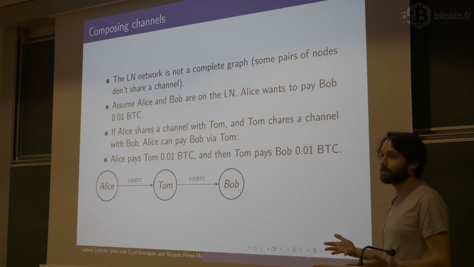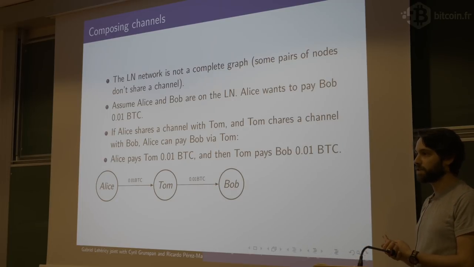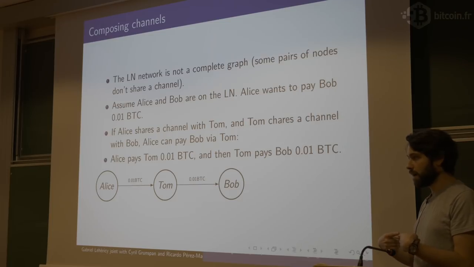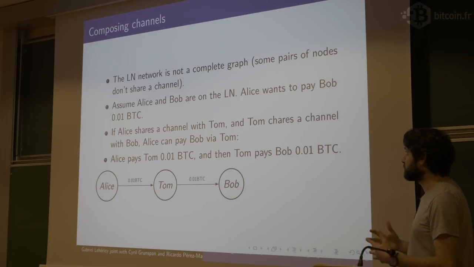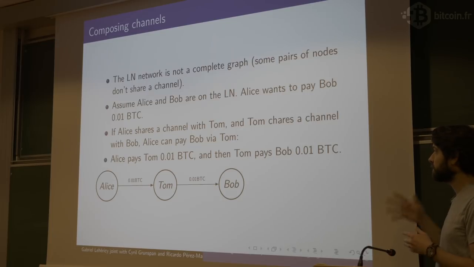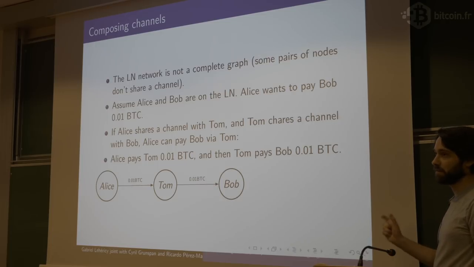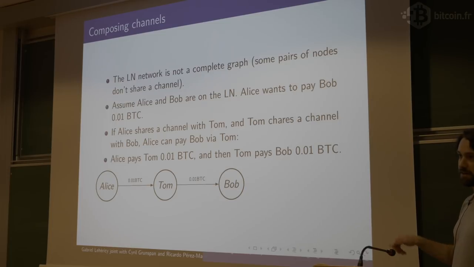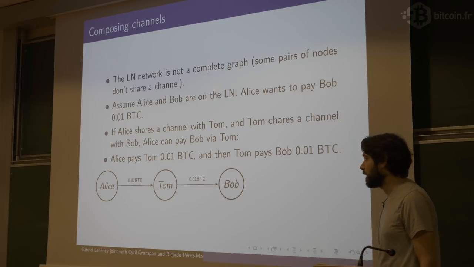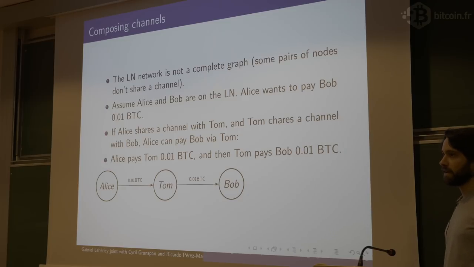Now, of course, the Lightning Network is not complete, which means you can have some nodes which don't have a channel between them. But the Lightning Network has a good property that you can compose channels. The way a payment works in the Lightning Network is as follows. Let's say Alice wants to pay Bob, but there is no direct channel between them. Because you can compose channels, if you have a third person, for example Tom, who has a channel with Alice and also a channel with Bob, then Alice can pay Bob via Tom. Alice sends money to Tom and Tom sends money to Bob. In this way, Alice can pay Bob without actually having a direct channel.